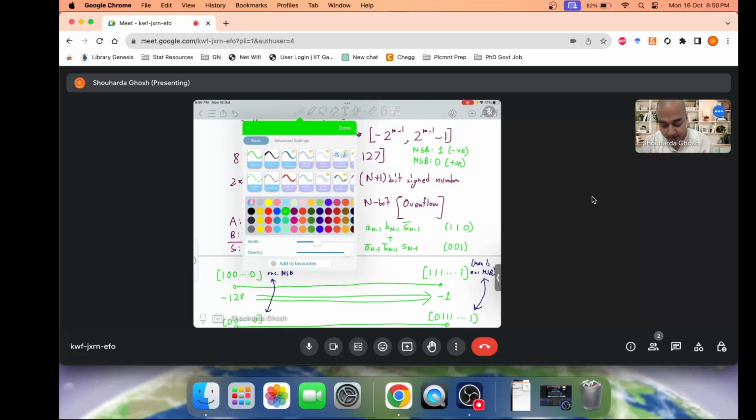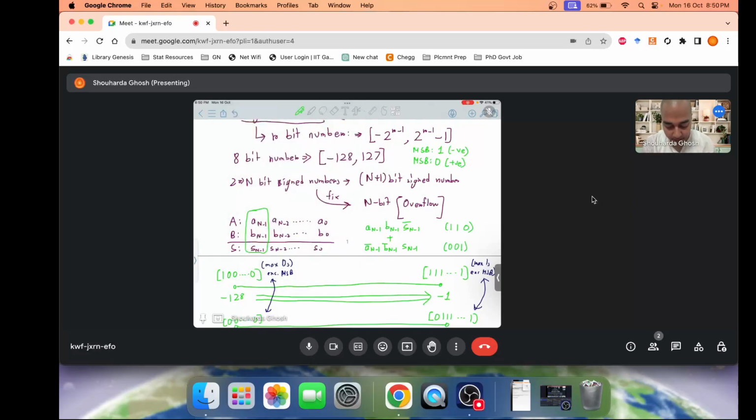You see, the MSBs of A and B are 1, which means A and B are negative numbers, and when you add two negative numbers, what are you supposed to get? A negative number. But then s n minus 1 is 0, that means the MSB is 0, and hence it is a positive number. Is that supposed to happen? Not at all. But why is it happening? Because the final output does not have enough space to store an n plus 1 bit number, and that's why you're getting such weird behavior, and this is called an overflow.